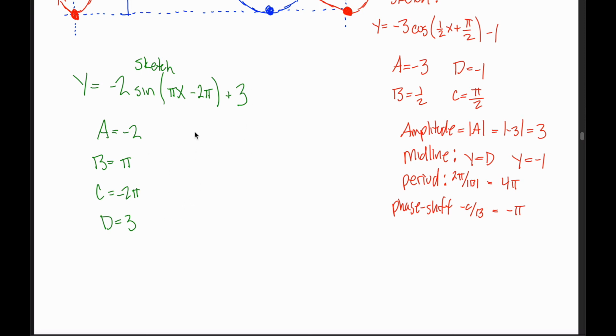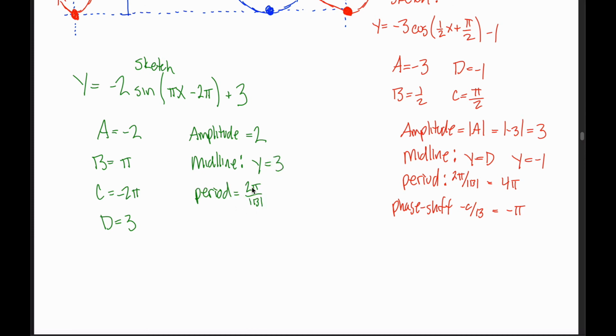From those 4 things, we can figure out amplitude, midline, period, and phase shift. The amplitude is always just the absolute value of A. So the amplitude in this case would just be 2, the absolute value of -2. The midline comes from the equation y equals d. Because d is 3, my midline is at y equals 3.